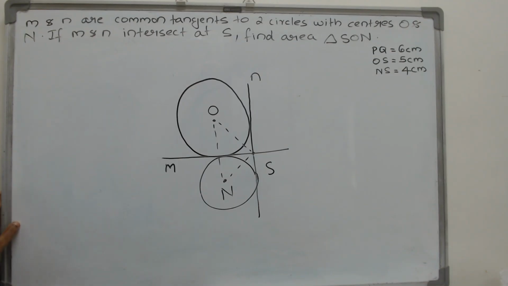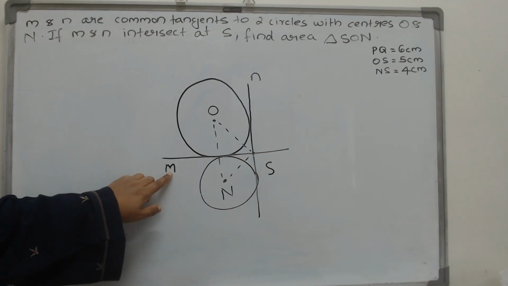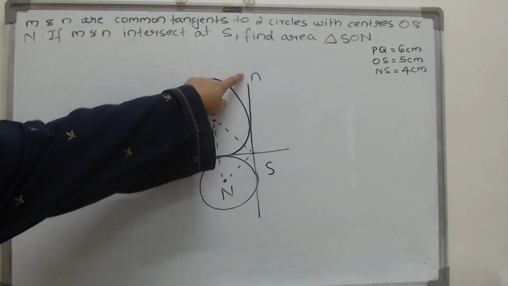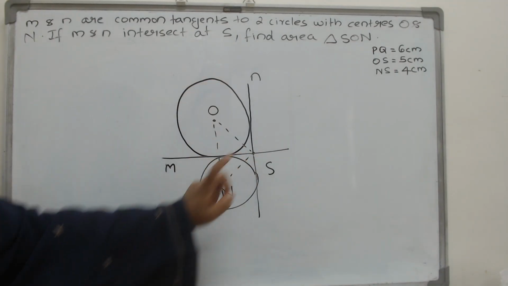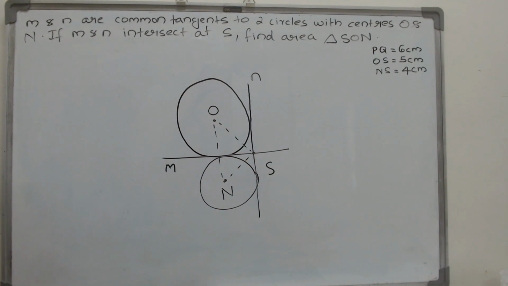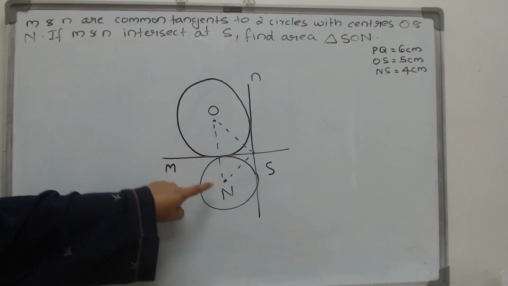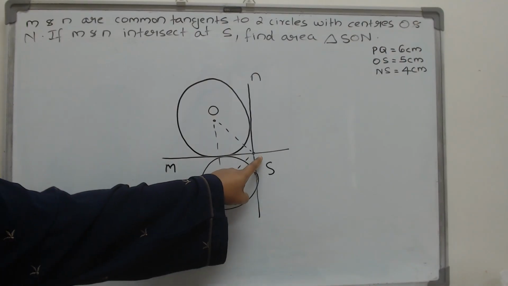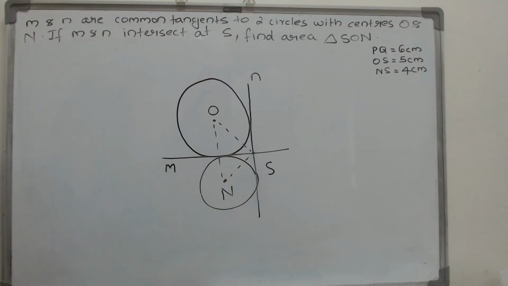Here we have two circles and two common tangents M and N which intersect at the point S. What we need to find is the area of the triangle formed by the two centers and the point of intersection of the two common tangents. As you can see, there is too much happening here. Circles and tangents and triangle. So what we will do is deal with it one circle at a time.